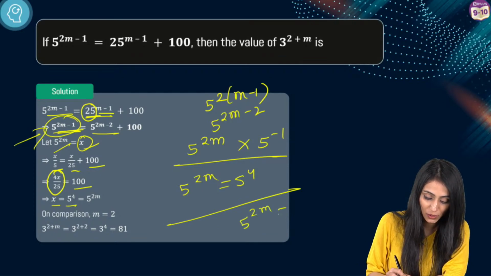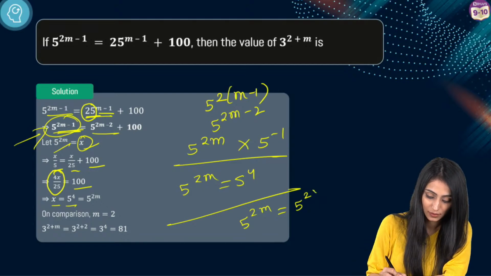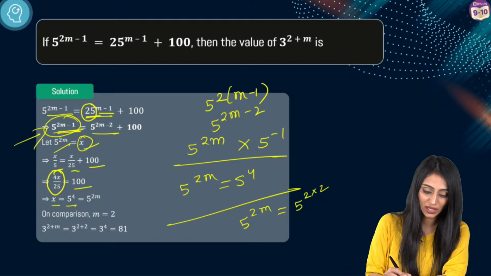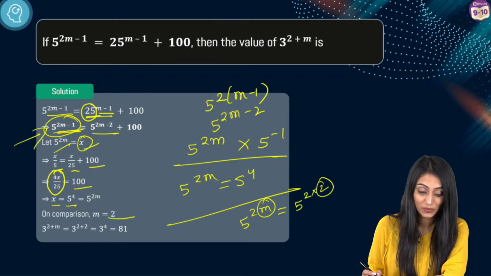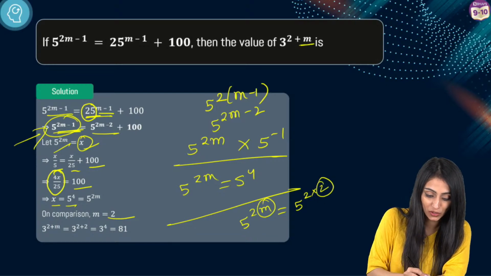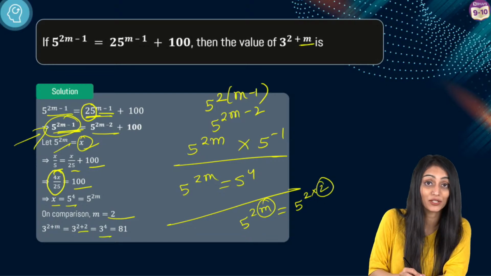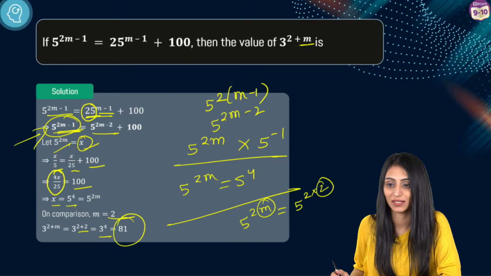We have 5 to the power 2m, and this is 5 to the power 4, which can be written as 5 square, right? And times 2, right? This could be written this way. So here if I compare, m would be equals to 2. Now that I have the value of m, I'm just going to put it here. So 3 to the power 2 plus 2, that's 3 to the power 4, which is 81.